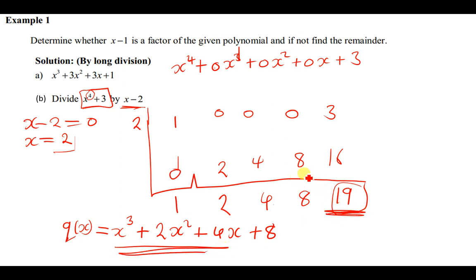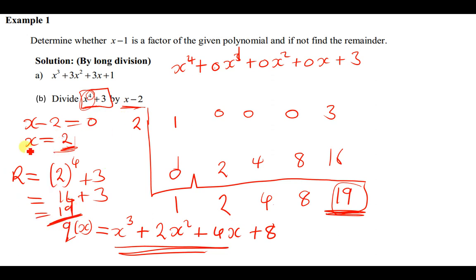If you want, you can use the remainder theorem, where you just replace x there to find the remainder. So the remainder will simply be 2 to the power 4 plus 3. Let us prove if we're going to have the same answer. 2 to the power 4 is 16. 16 plus 3, the answer is 19. So we can see that even after replacing using the remainder theorem, the remainder will still give us 19.